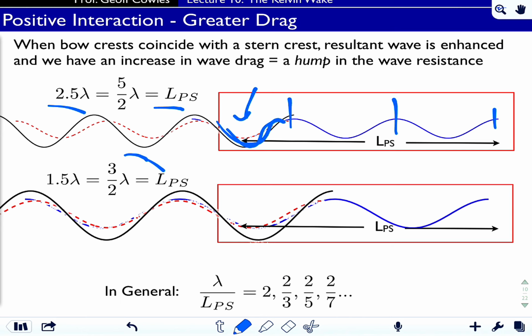So that's 5 halves, and therefore lambda over LPS equals 2 over 5. That's this scenario here in the upper box. If lambda over LPS equals 2.5, that means our wave is exactly such that it's interacting positively with the stern wave, and we have a larger wake.